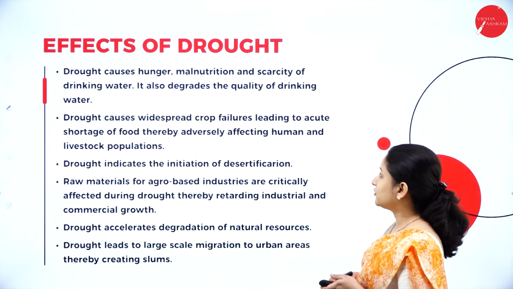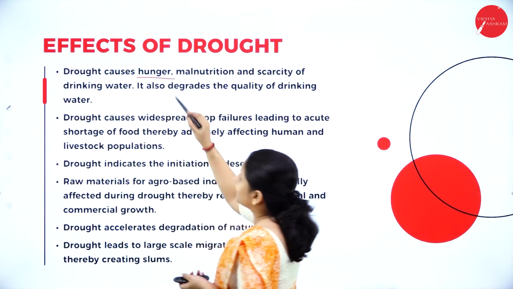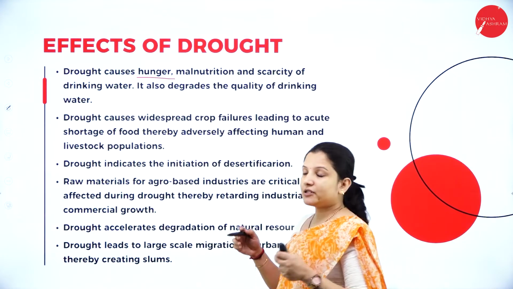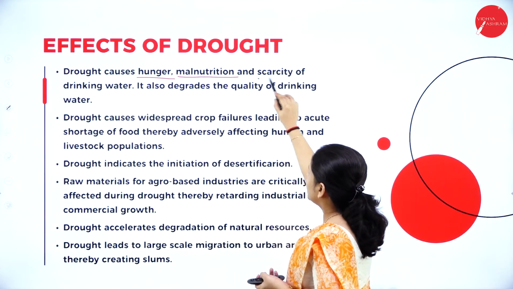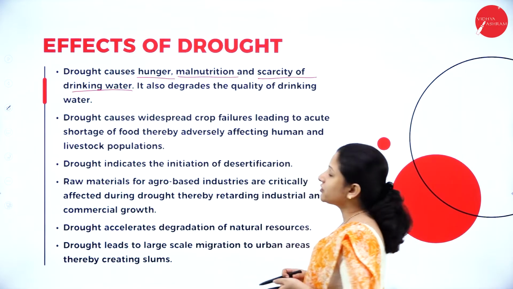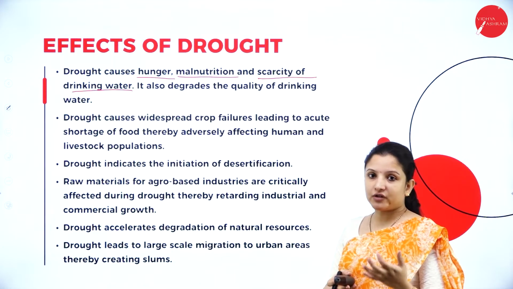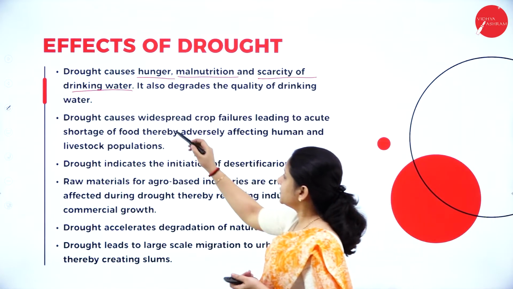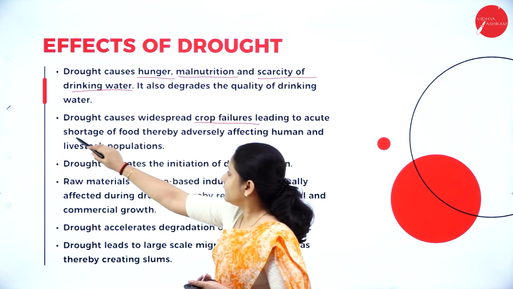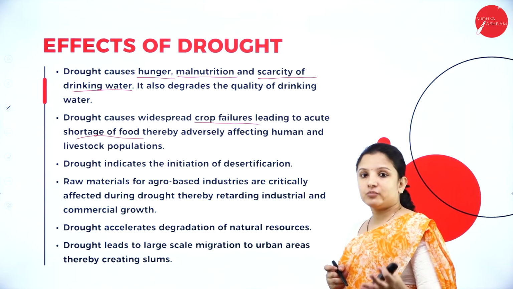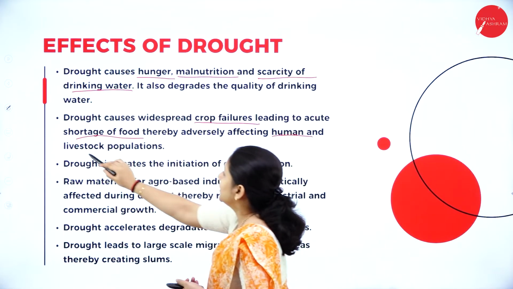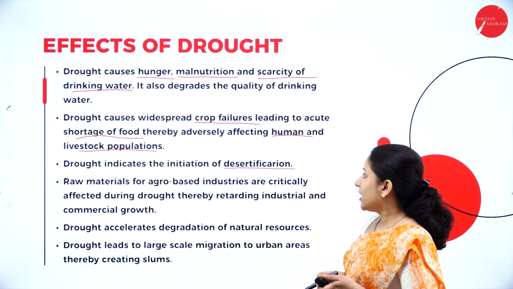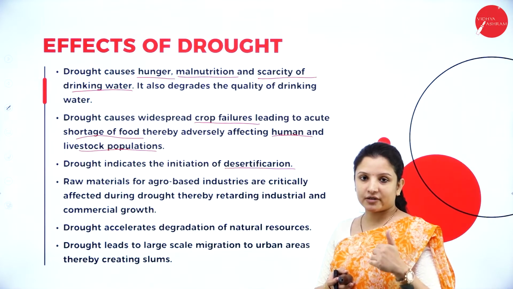Next, let's look into what the effects of drought are. Drought can cause hunger, because if the land is dry, crops cannot be grown. Obviously, it will lead to unavailability of food, will lead to malnutrition, and also to scarcity of drinking water. And not just that, drought will also degrade the quality of the drinking water, making it not suitable for drinking. Drought causes crop failure, leading to shortage of food, and therefore it will affect both the human as well as the livestock population. And over a period of time, drought can also lead to desertification, and once desertification occurs, it is not possible to reverse the situation.